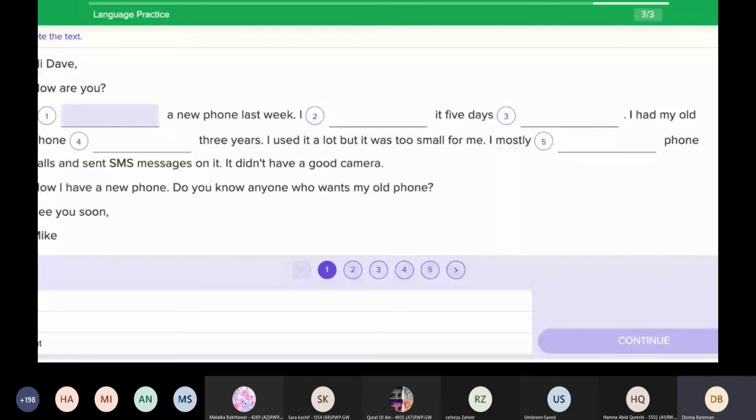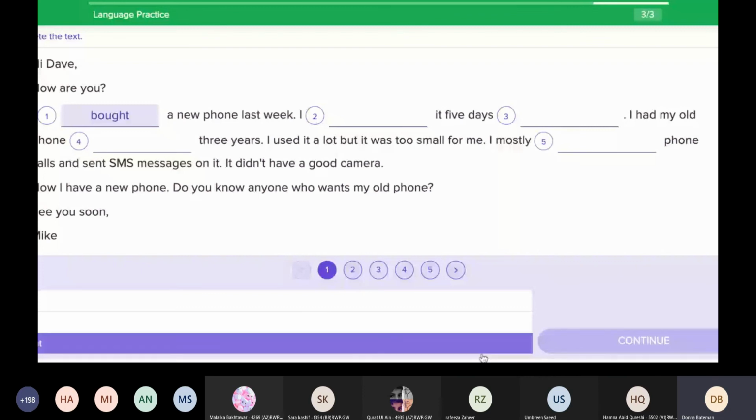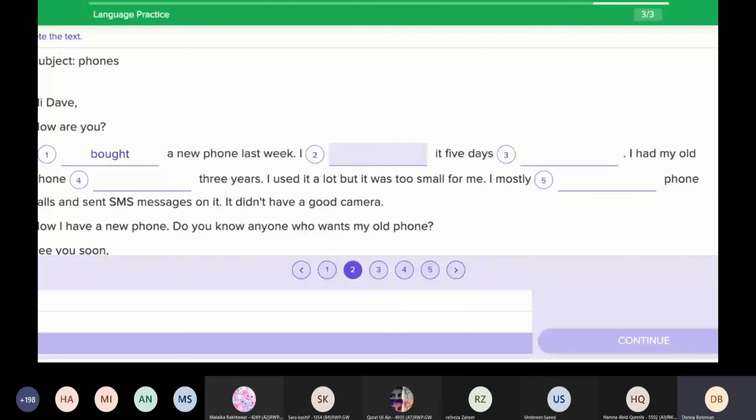Okay. So I blank a new phone last week. And again, you have a choice. Okay, you have buys or buy or bought. So which one is it? Buys, buy, bought. Well, we're talking about last week, and what is the past tense for buy? Okay. It's bought. Okay, again, one of those verbs that is very different in the past to the present. Okay, so it's bought. I buy today, I bought yesterday.